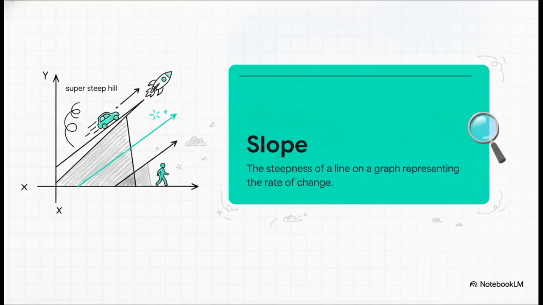When we want to look at this rate of change visually, we use slope. Slope is the steepness of a line on a graph. If you were to plot your velocity over time on a graph, the steepness of that line would act as perfect visual evidence to show us exactly how fast your acceleration is happening. A super steep hill on the graph, that means a massive, sudden acceleration. A gentle flat hill, that means a very slow, gradual change.